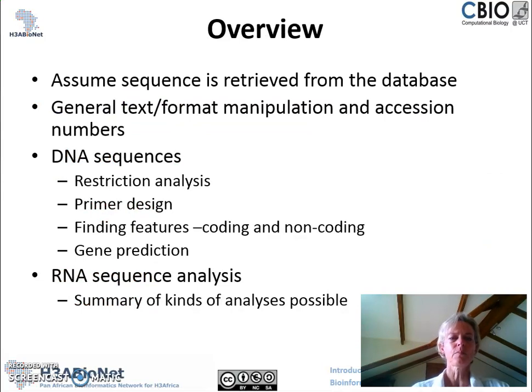So we can assume that a sequence is retrieved from a database, because you'll have done it before. Here we'll focus on a few things, like how you would convert to different formats, because there are different formats for saving sequences, and a note on accession numbers, because every time you go to a different database there'll be a different accession number for the same sequence. And then, as I mentioned, restriction enzyme analysis, primer design, finding features, and I'll just touch on gene prediction, and then RNA sequence analysis.